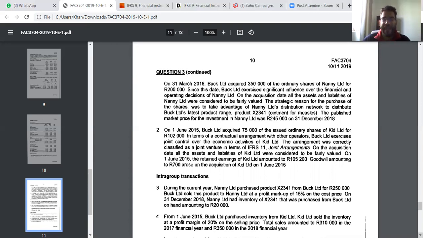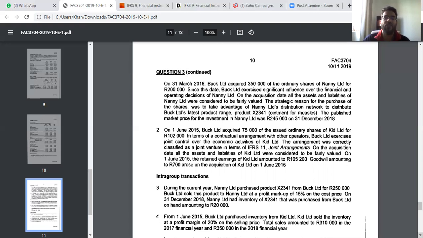Okay, so for Nanny, we exercise significant influence, because we have an associate, so the accounting treatment is equity accounting. For KID, we have a contractual arrangement that gives us joint control. Because we have joint control, that means we have a joint arrangement. When you have a joint arrangement, you have to decide how you're going to classify it, as a joint operation or a joint venture.